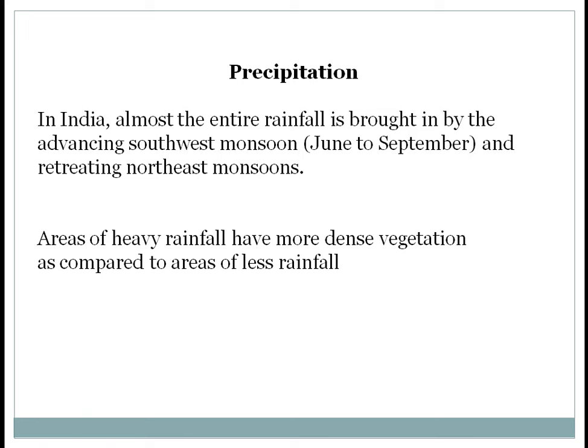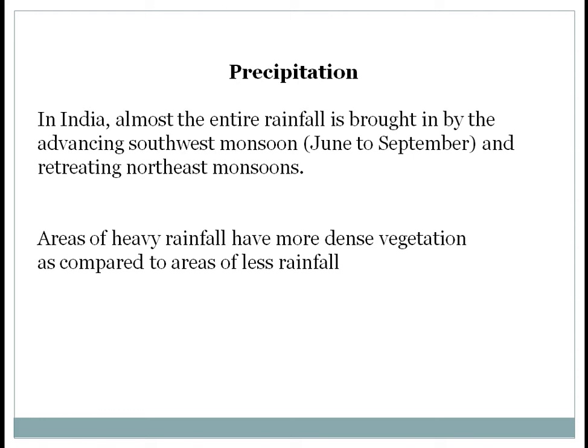In India, almost the entire rainfall is brought in by the advancing monsoon. Already we had seen this part in our chapter number 4, climate, about the monsoon, what is monsoon, advanced monsoon, retreating monsoon, post-monsoon and so on. So June to September and retreating monsoon, that means the northeast.